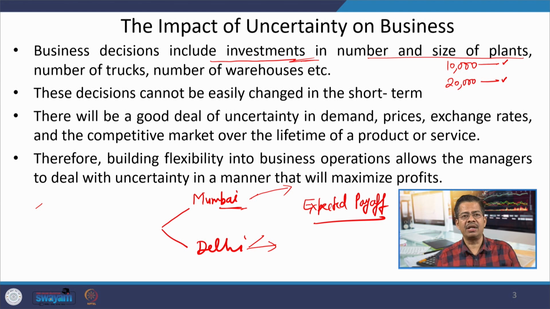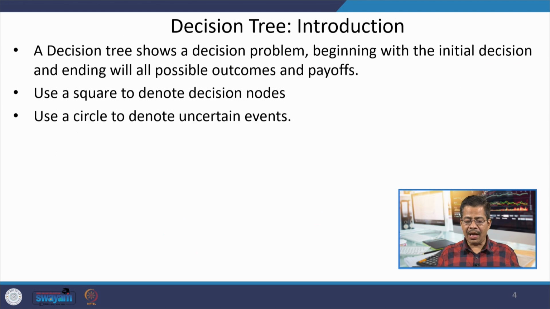If I take a decision in Mumbai or if I take a decision in Delhi's favor, what will be my expected payoff, and we always want to maximize our expected payoff, and for that purpose we will see the application of our decision tree. So, a decision tree is a very simple, you can say, pictorial representation of all the possibilities which may happen in future.